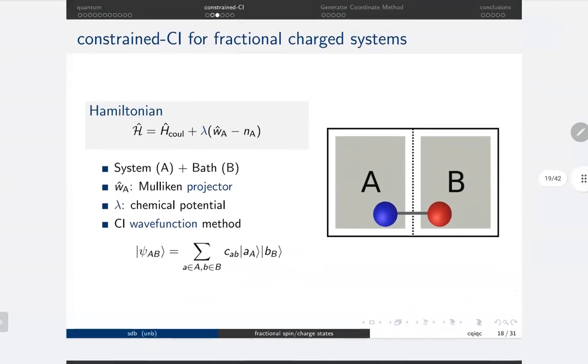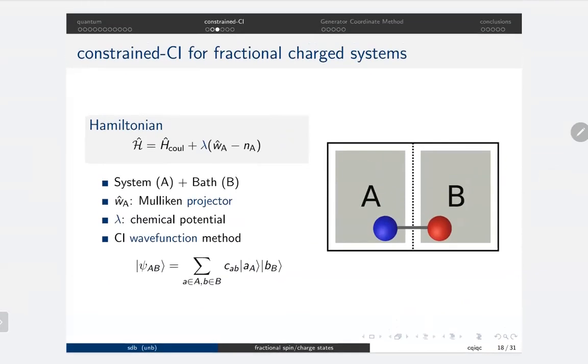Okay, so we decided to do something similar, however, a little bit different. Now, how can we use this idea to look at this fractional charge problem? Well, let's say we do the following.